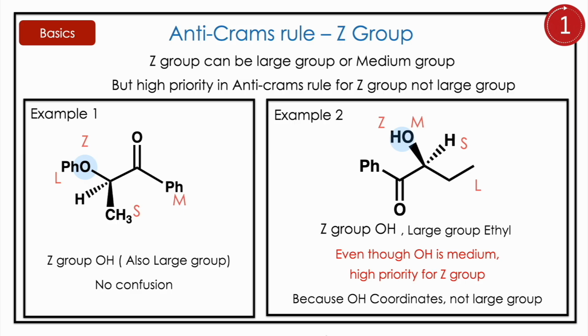Here we don't have any confusion, but if you go to example 2, the large group is the ethyl group, the medium group is OH, that is the Z group. But in anti-Cram's rule, Z is important, not the large or medium. So, the fact you should learn here is the Z group need not be the large group, but it has higher priority in the anti-Cram's rule.